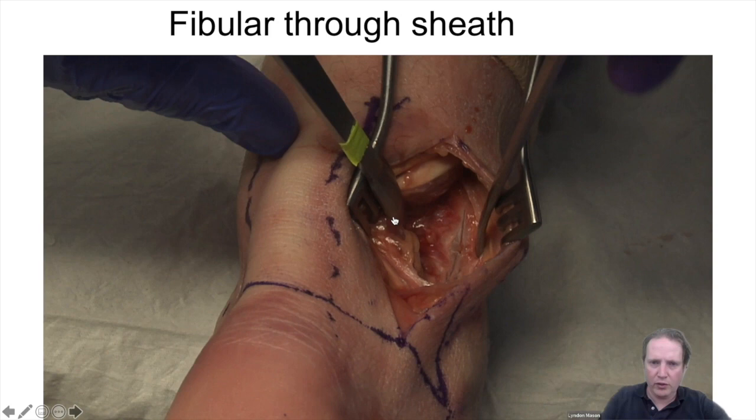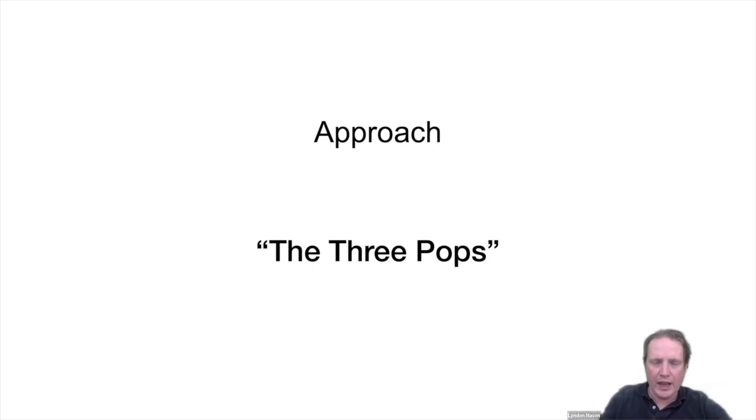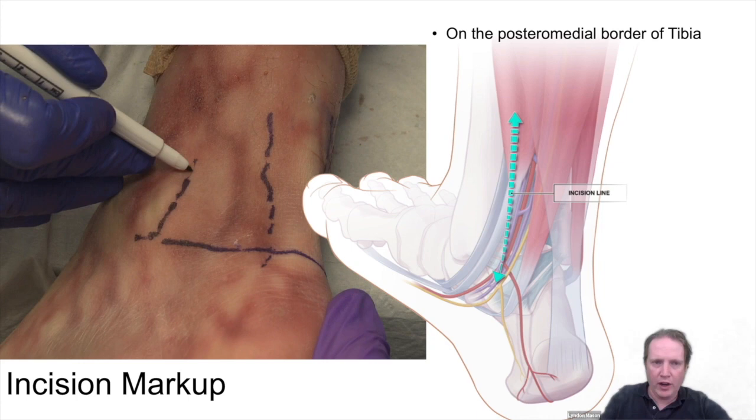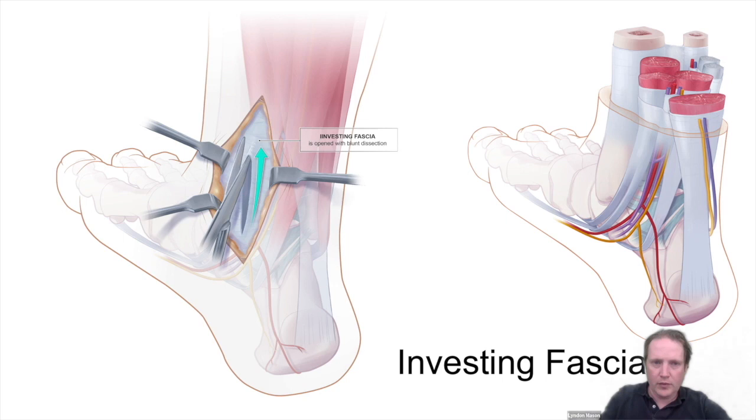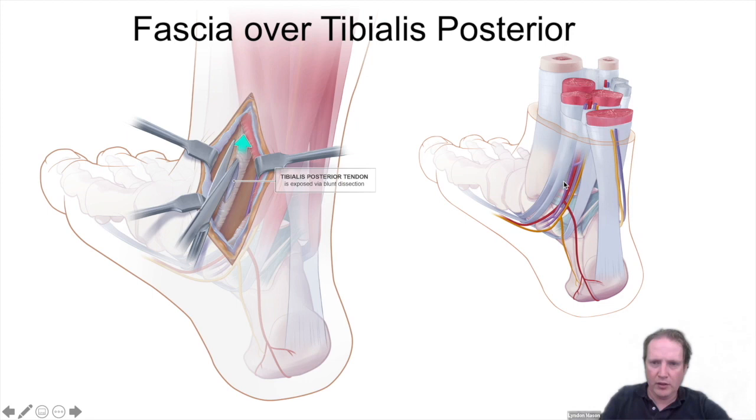The posteromedial approach, it's again three pops. Incision markup, this is the posterior edge of the tibia along the line of your tibialis posterior tendon, which is drawn here. Again, you have the investing fascia over the muscle fascial layers. We then have fascia over tibialis posterior. You see the tendons here. So the fascia will be opened like this.